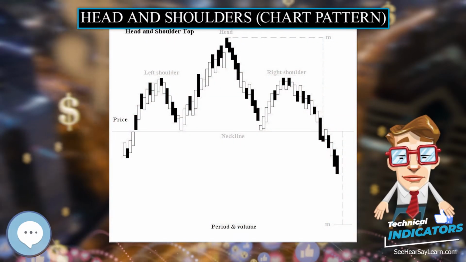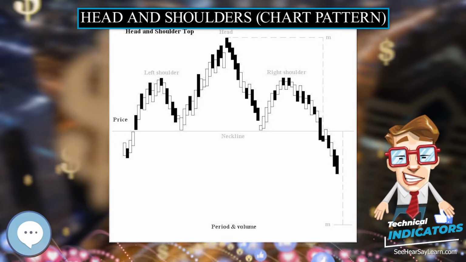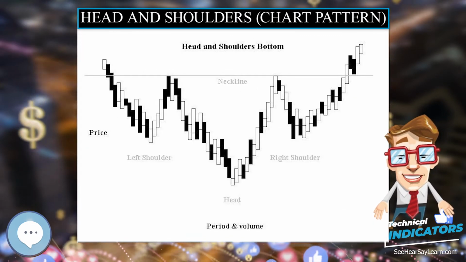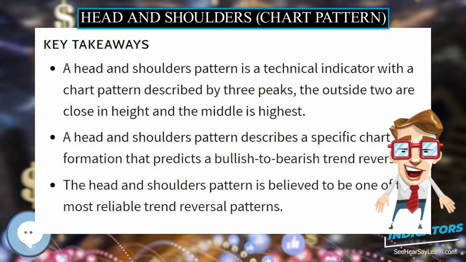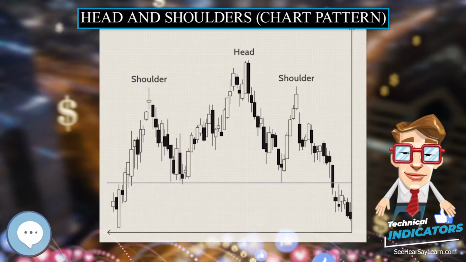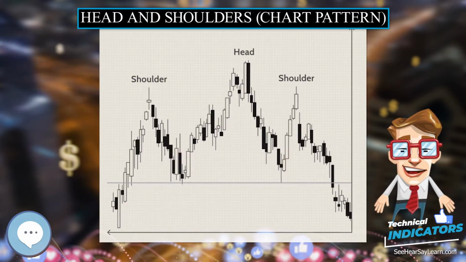Head and shoulders, chart pattern. On the technical analysis chart, the head and shoulders formation occurs when a market trend is in the process of reversal, either from a bullish or bearish trend. A characteristic pattern takes shape and is recognized as a reversal formation.